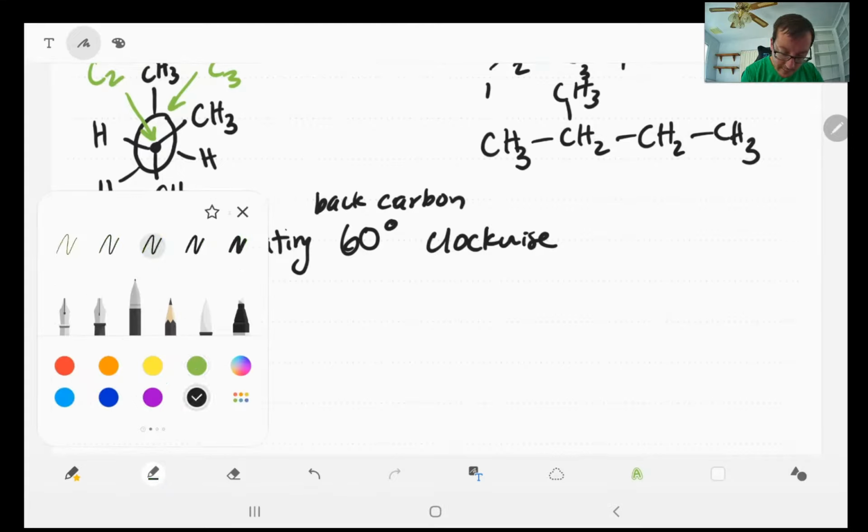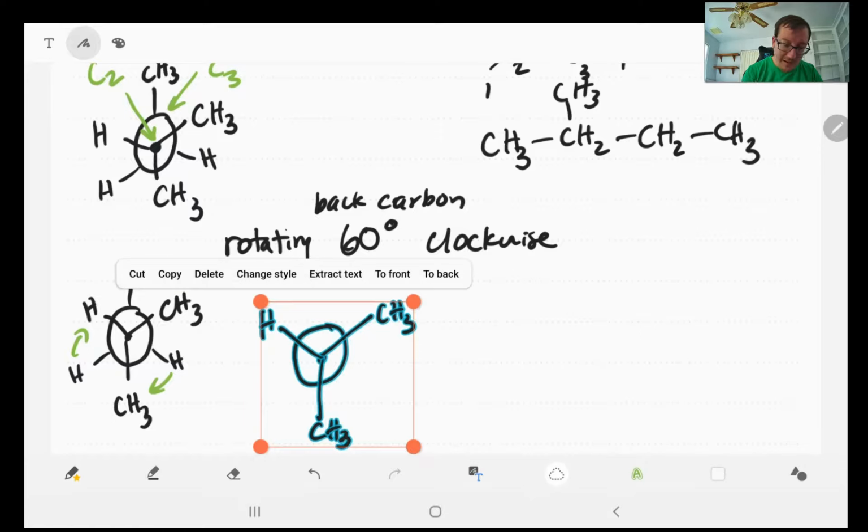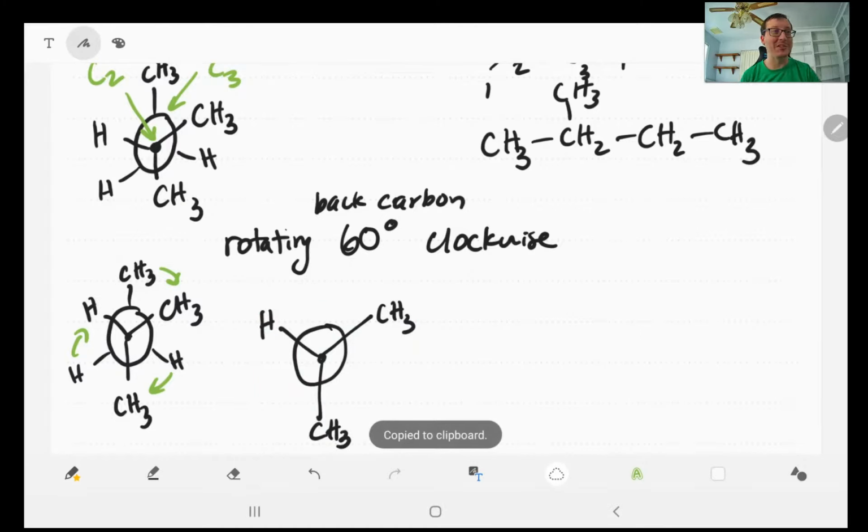So if we draw the next one, 60 degrees means things that were in between are now going to be eclipsed, right? We go from staggered to eclipsed every time we rotate by 60 degrees. So if we do that, I'm going to keep my front carbon identical. We're not touching the front carbon here. And in fact, for ease of copying, I'm just going to copy this and paste it many times because our front carbon isn't changing.